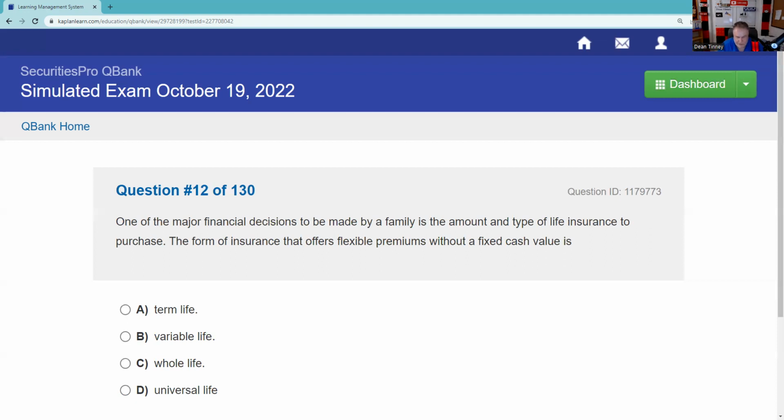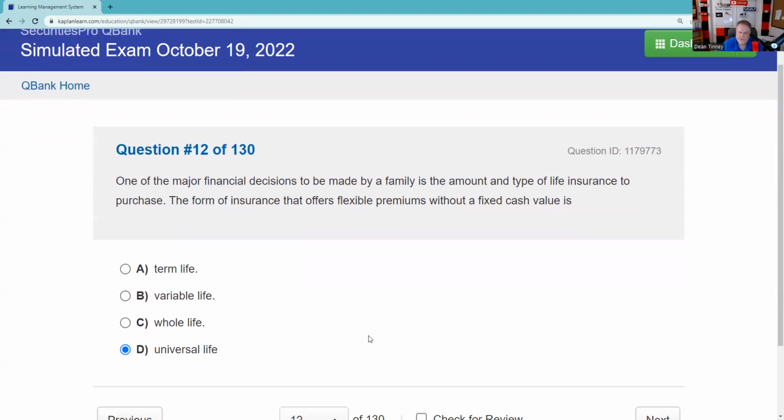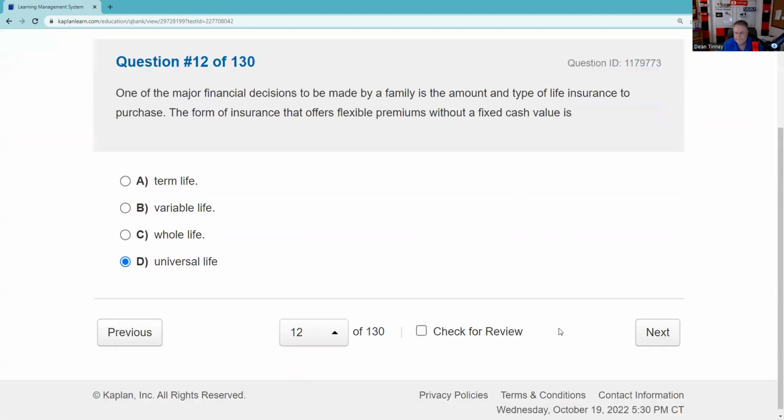Anyways, the form of insurance that offers flexible premiums without a fixed cash value is universal life. You know, whole life is a traditional insurance policy. Term life is a traditional insurance policy. And then, you know, here it's a universal life. 1 or 2 insurance questions. If you tell me you missed the 65 because of insurance, I'm going to say I don't really believe you. You know, there had to be some bigger problems there.